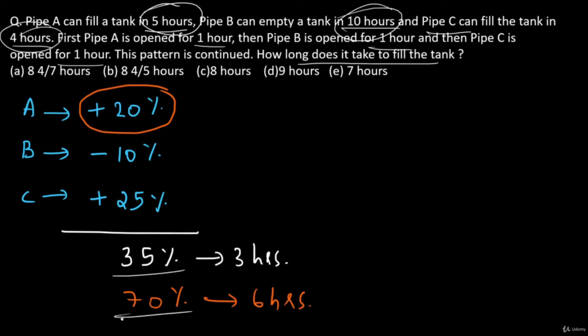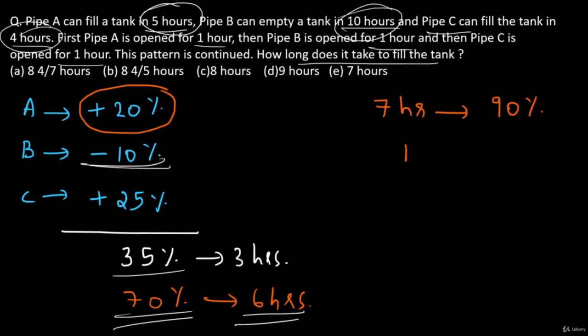Now what happens after 1 hour? After 1 hour, that is after 7 hours, that is 6 plus 1 is 7, right? The tank would be 70 plus 20, that is 90% full. Now if one more hour passes by, that would be 80%. 90 minus 10 is 80% full, right? Now we are left with 20 more percentage to be filled, right? Because it's already 80% filled.